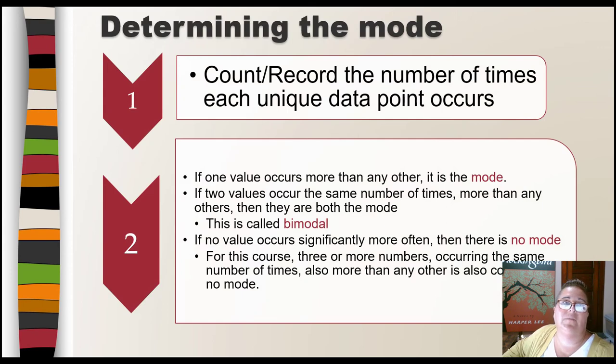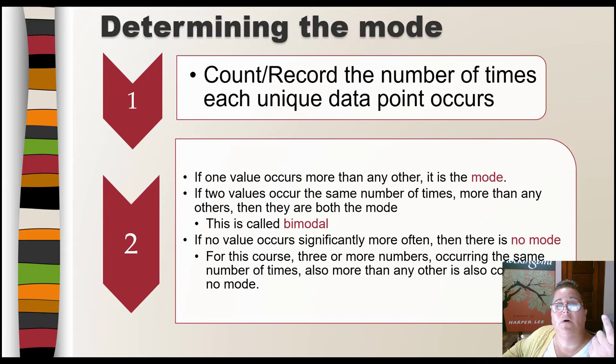All right, so how do you determine the mode? It's really just a count. You count or record the number of times each unique data point shows up. And then you have 3 options. If no data point shows up any more often than the rest, you don't have a mode. You just don't have one.